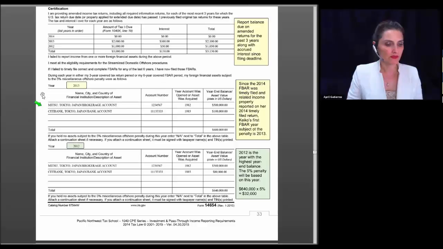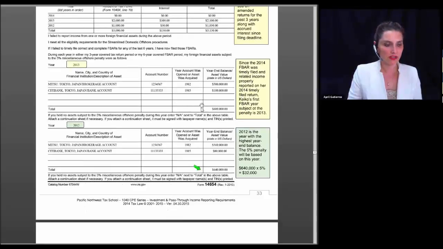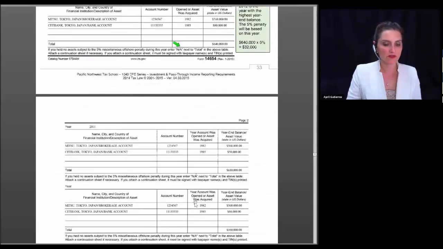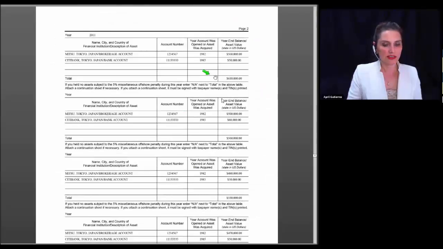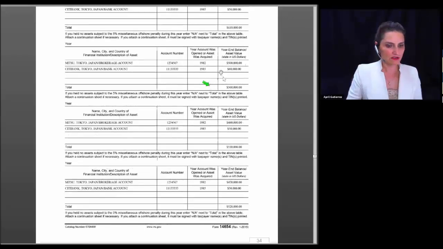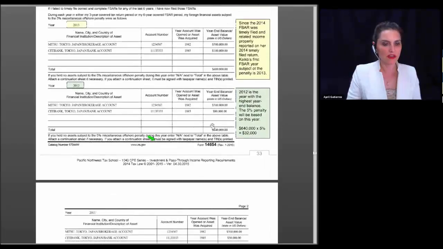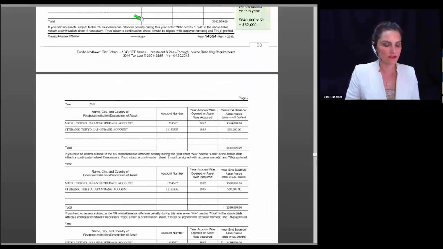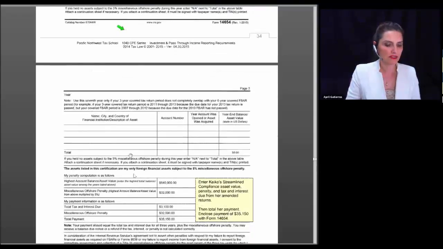And you can see that there's fluctuations in the value of these accounts. In 2013, they totaled $600,000. And 2012, they totaled $640,000. Well, 2012 is actually the maximum year, and so her offshore penalty is going to be based on 2012. So we've got 2013, $600,000, 2012, $640,000. We go to 2011, it was $610,000, and in earlier years we had $560,000, $530,000, $520,000. But at any rate, the high year here is $640,000, 2012. So that's the year the penalty will be based on.